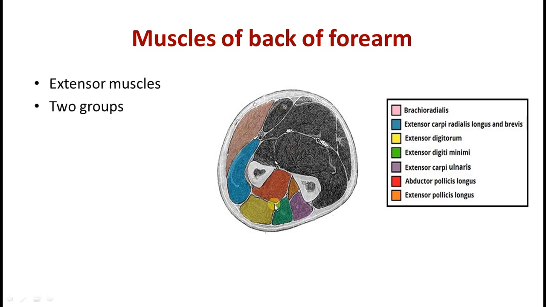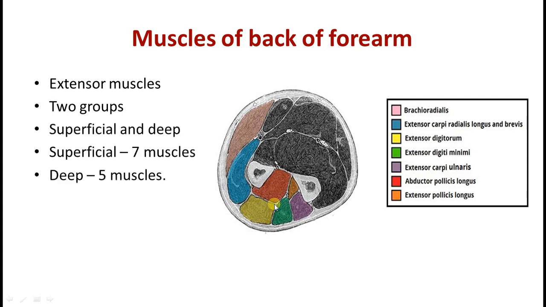The extensor compartment muscles are arranged as two groups. In the superficial group there are 7 muscles, but not all of them are seen in this picture. It shows a mixture of the muscles; this is actually the key to this cross section you are seeing here, but not all the superficial muscles are seen in this, and in the same way, not all the deep muscles are seen here. So there are 7 superficial muscles and 5 deep muscles, which means a total of 12 muscles are present in the extensor compartment, or back of forearm.